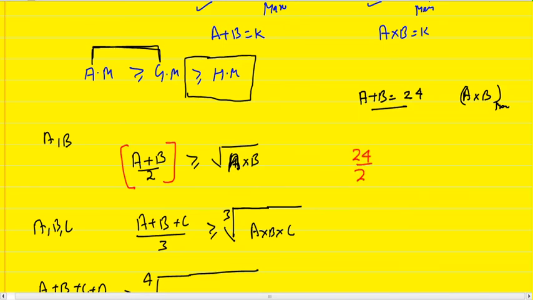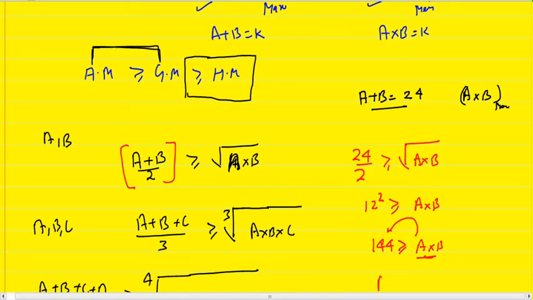So 24 by 2 is the arithmetic mean, which is more than or equal to square root of A into B. If I rearrange this, I will have 12 square more than or equal to A into B. So 144 is more than or equal to A into B. Now understand, the product A into B is equal to 144 or below 144. So when you make it equal, you have taken the maximum value A into B can take. Because the geometric mean is on the smaller side, you are able to maximize it by making it equal to 144.